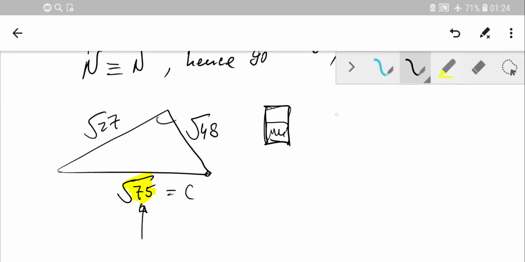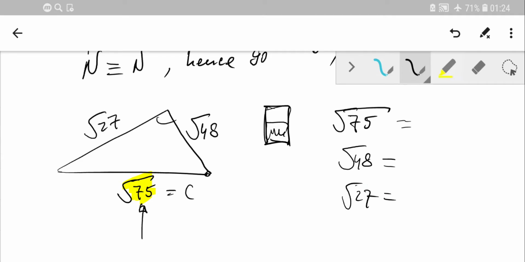Let's test it. Take a calculator and take the square root of everything. Square root of 75 is equal to, square root of 48 is equal to, and square root of 27 is equal to. I won't waste my time, it's up to you guys, but I gave you the methodology. Look at the expression under the root, and 75 is obviously more than either 48 or 27. So this is the longest side.